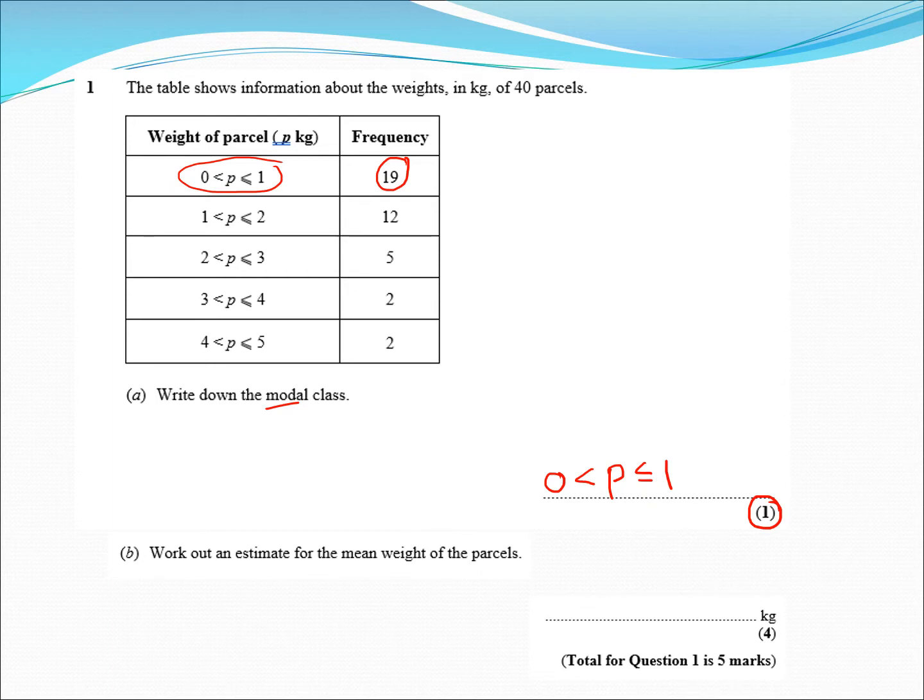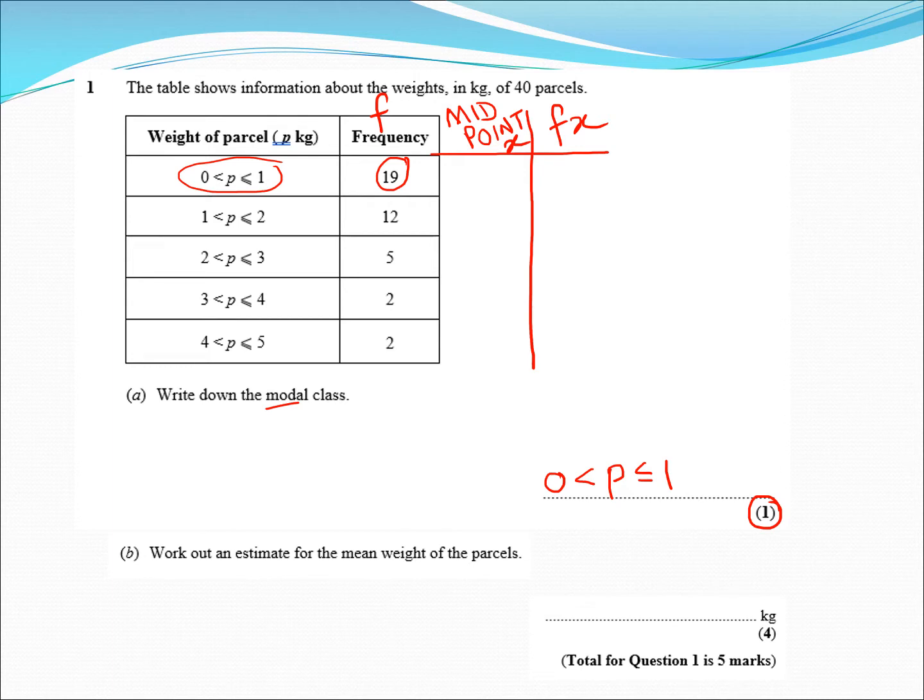The next part of the question is saying work out an estimate for the mean weight of the parcels. So when you have a group frequency table, to work out the mean weight, we need to add on 2 more columns here. So column 1, we're going to call it the midpoint, and the other one is, we call it Fx. F is the frequency column and the midpoint is your X.